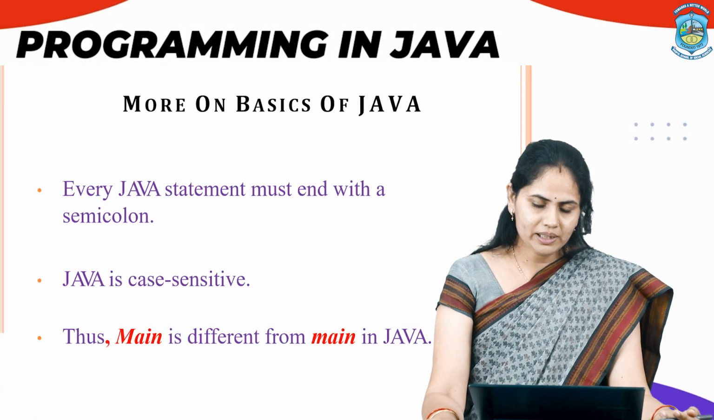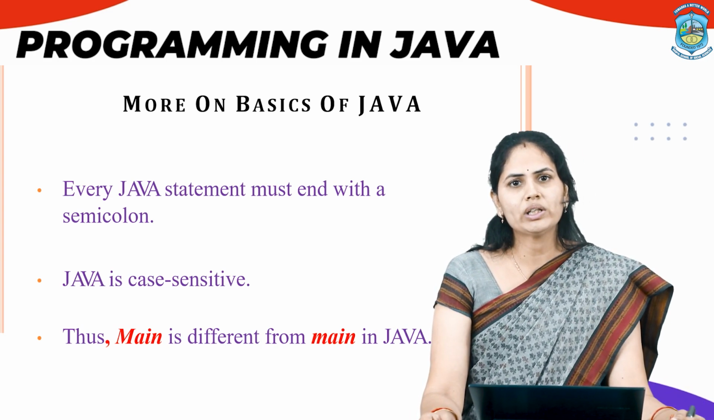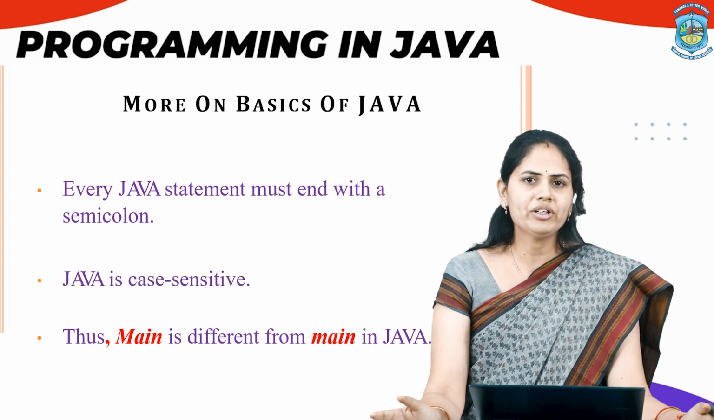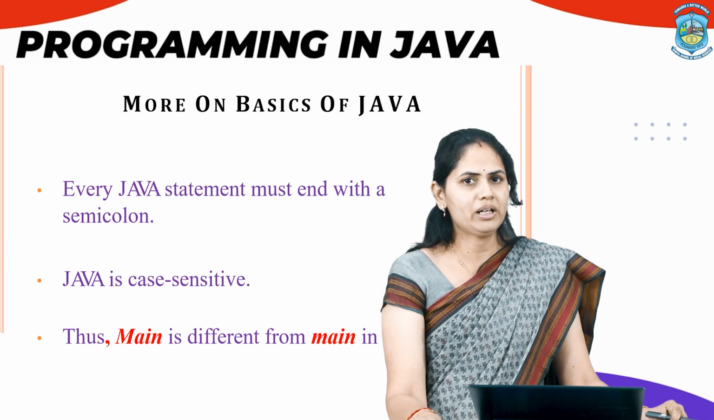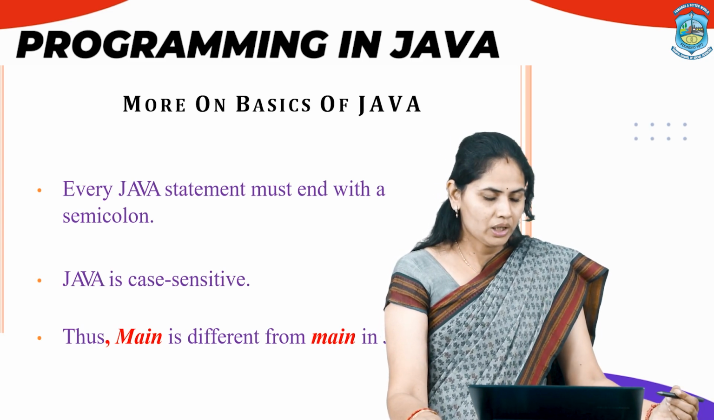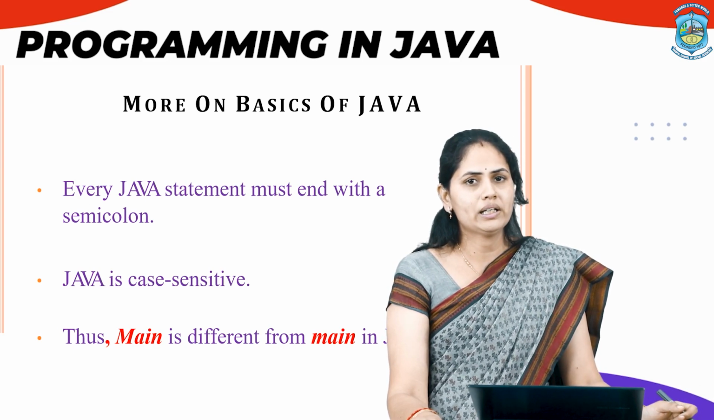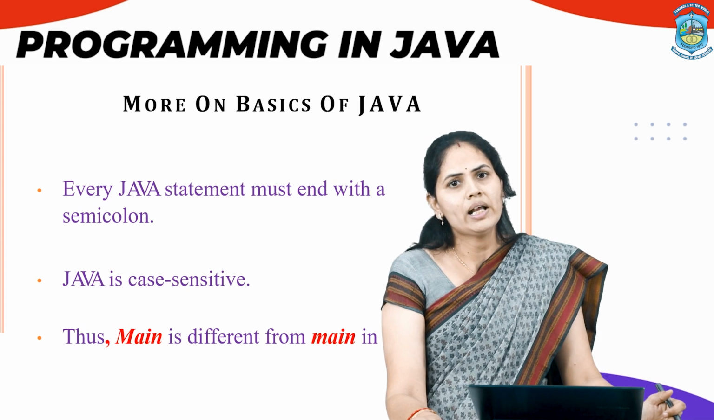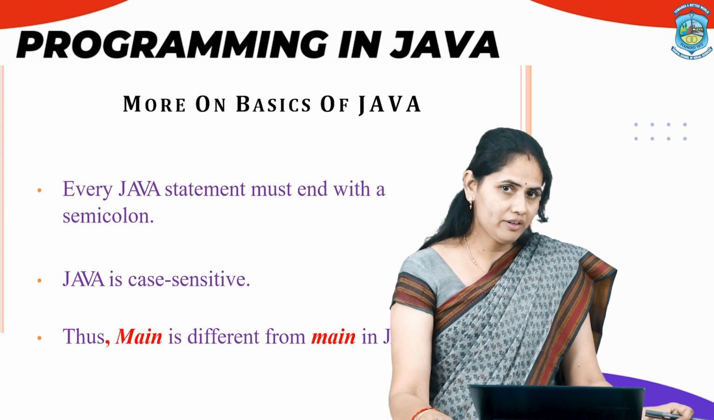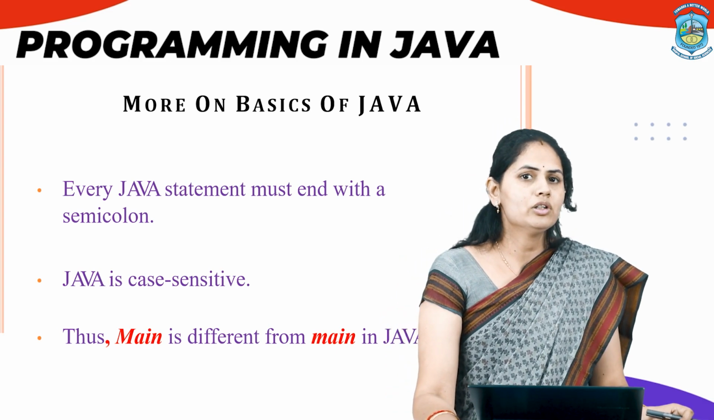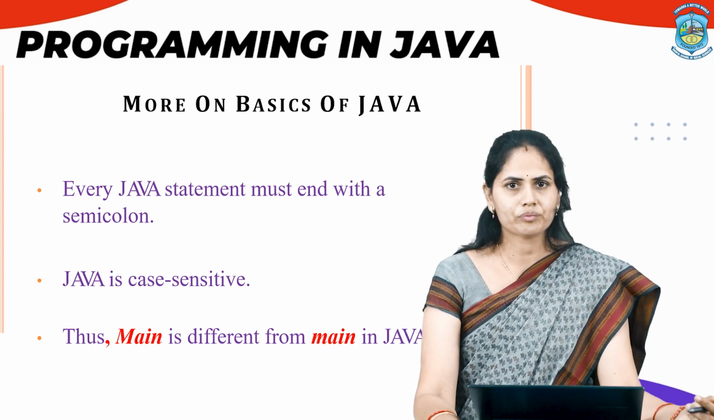Some more basic concepts of Java. Every Java statement must end with a semicolon. Whenever we write any statement in Java, it is a must to terminate that statement with a semicolon. Java is a case-sensitive language, so we should know what to write in capital letters and what in small letters. If in place of a small m in the main function you put a capital M, you will get an error. This main is different from Main in Java.